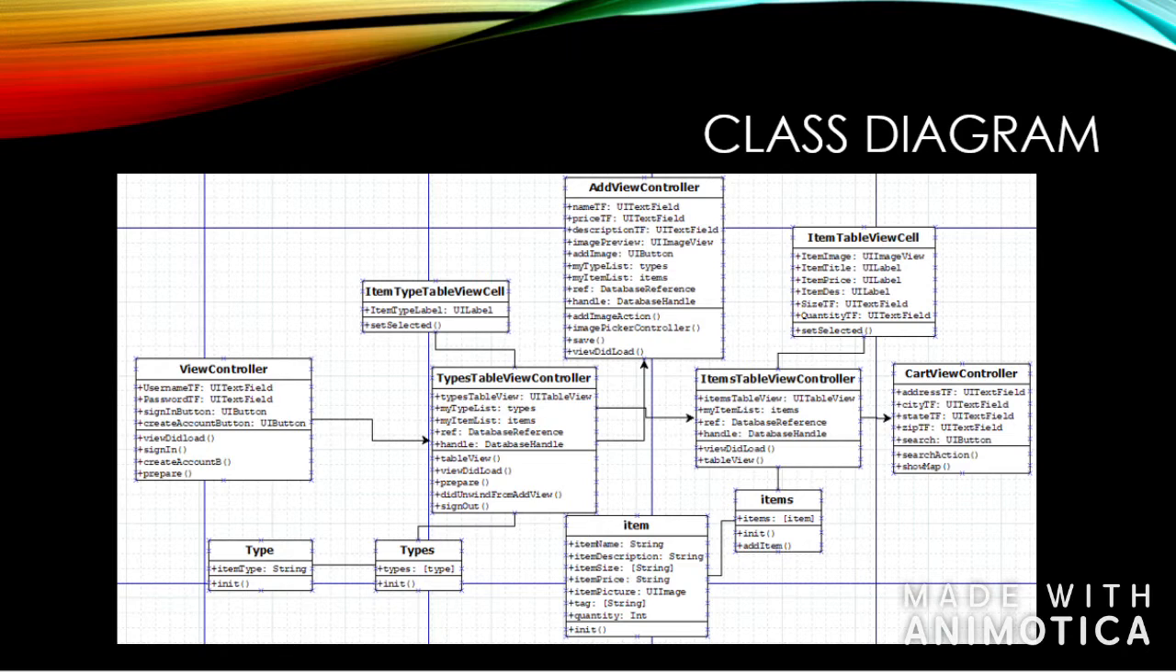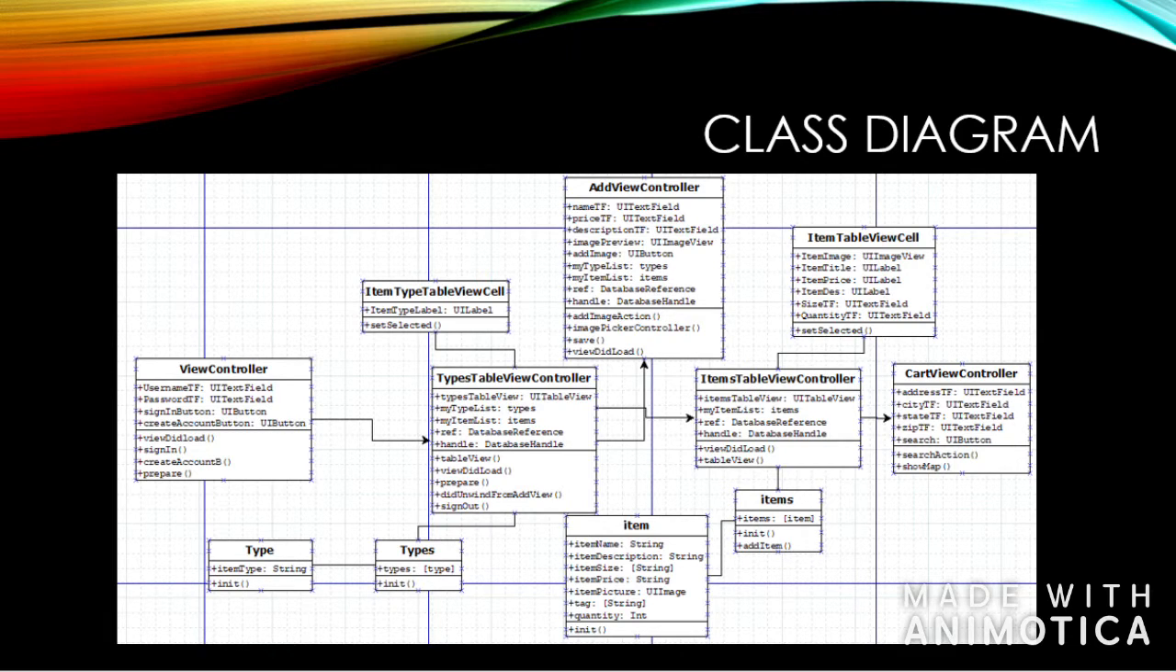Items is just an array of item, and item has all item name, description, size, price, picture, tag, quantity, etc. Well, that's not etc, it's all of it. And then the items table view controller also contains item table view cell, which displays all the information from the array of item, which is the image and all that.